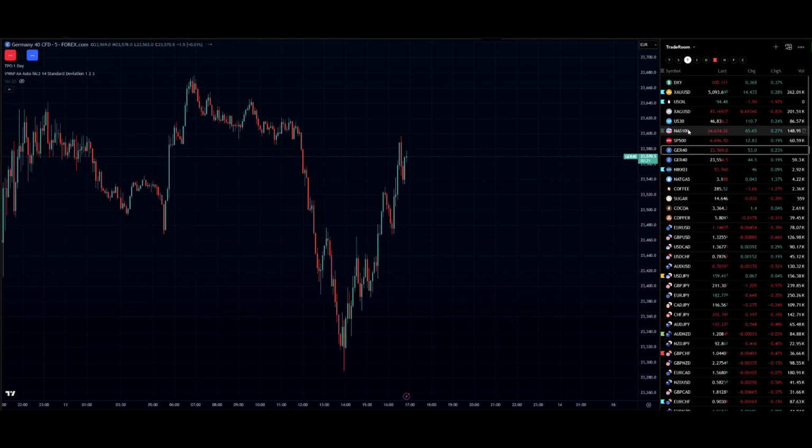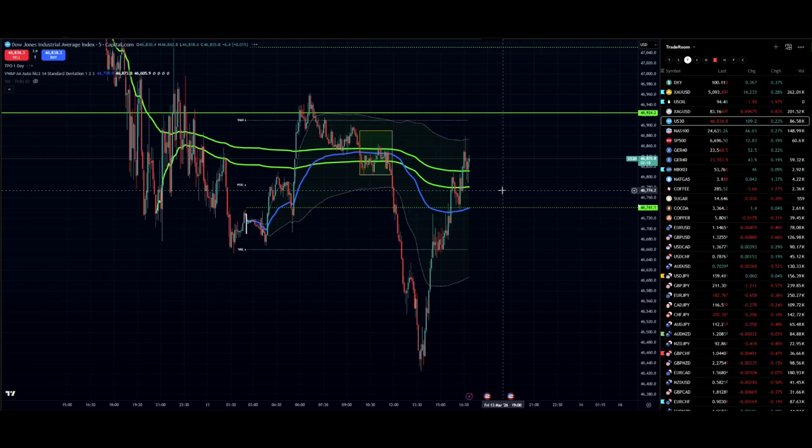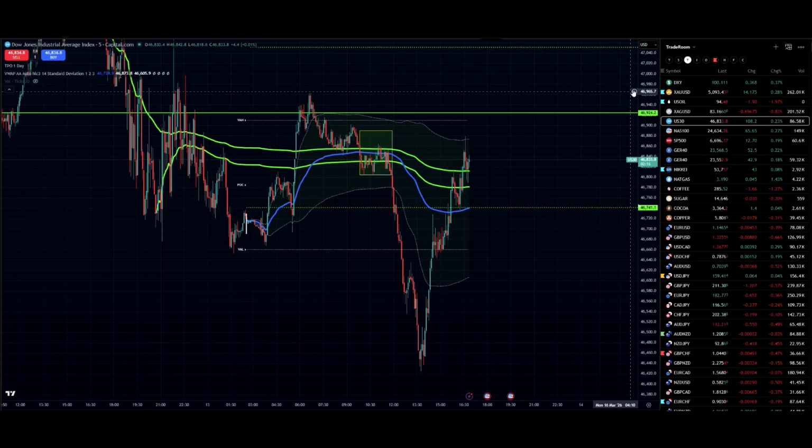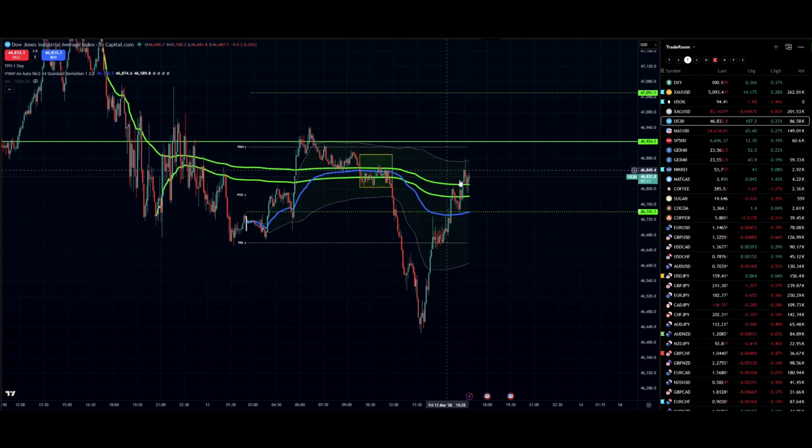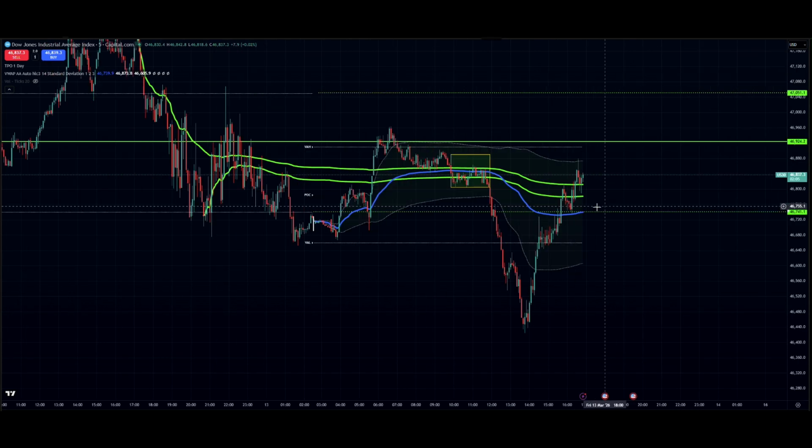It's not something that we can really back with confidence in this price action. There is a very vast difference in the price action in these two. So that's pretty much about it on the indices. Thank you.